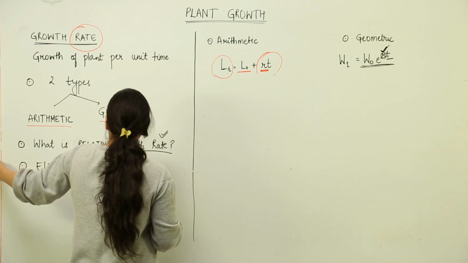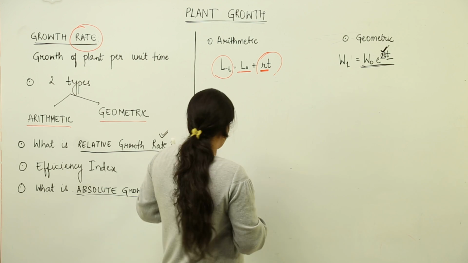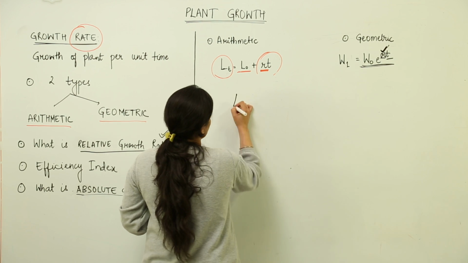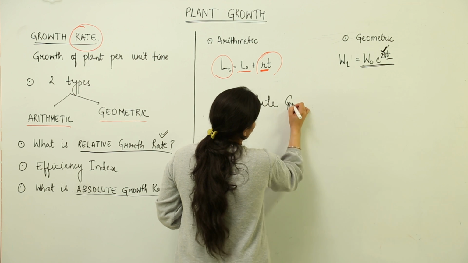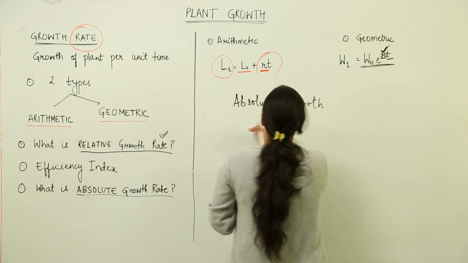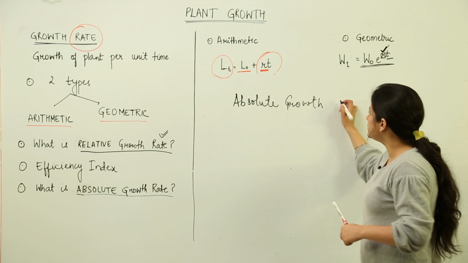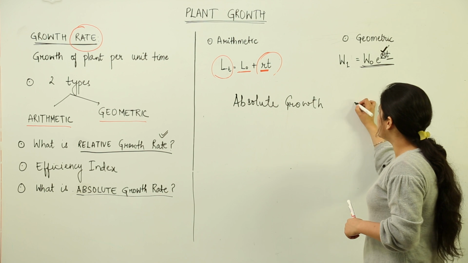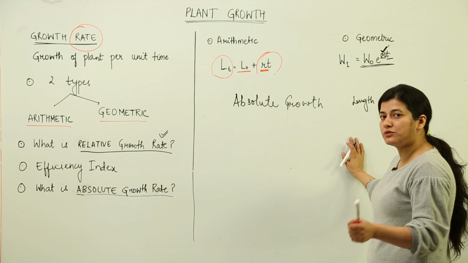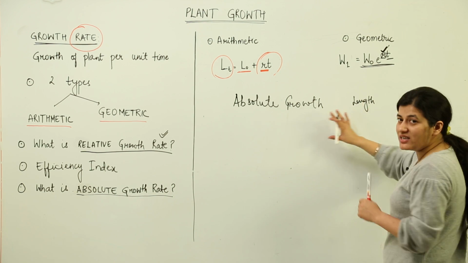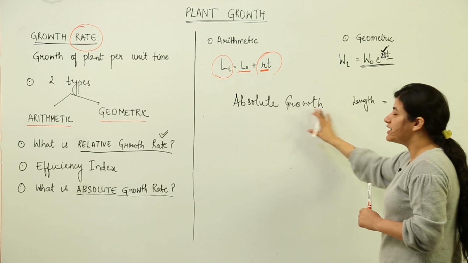We are going to talk about the difference between relative growth rate and absolute growth rate. As the name suggests, when we talk about absolute growth, we do not relate it to any perspective, what we began with or what we have achieved. Absolute growth is supposedly the way the length of a plant increased. We are not going to consider what the length was in the beginning. The increase in length is 7 centimeters, supposedly. So that is the absolute growth.